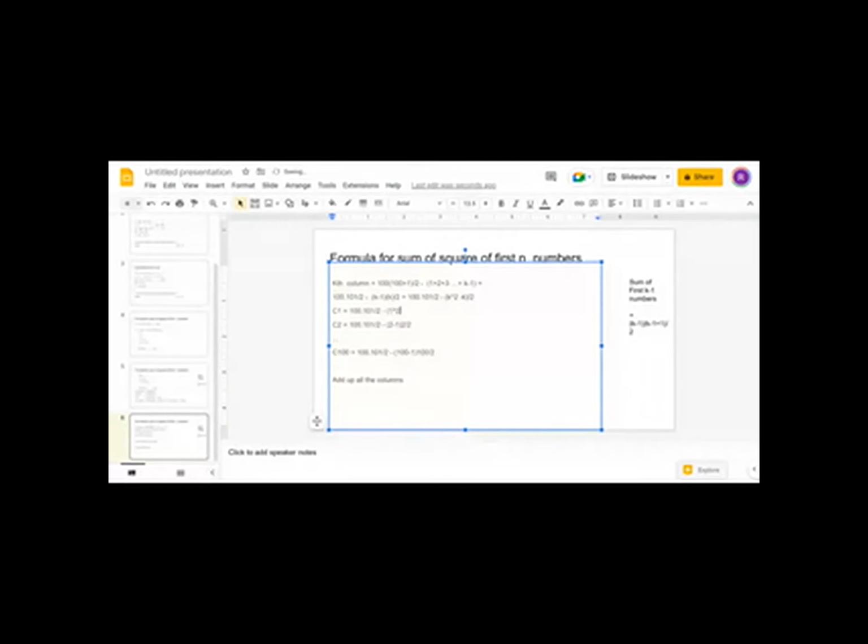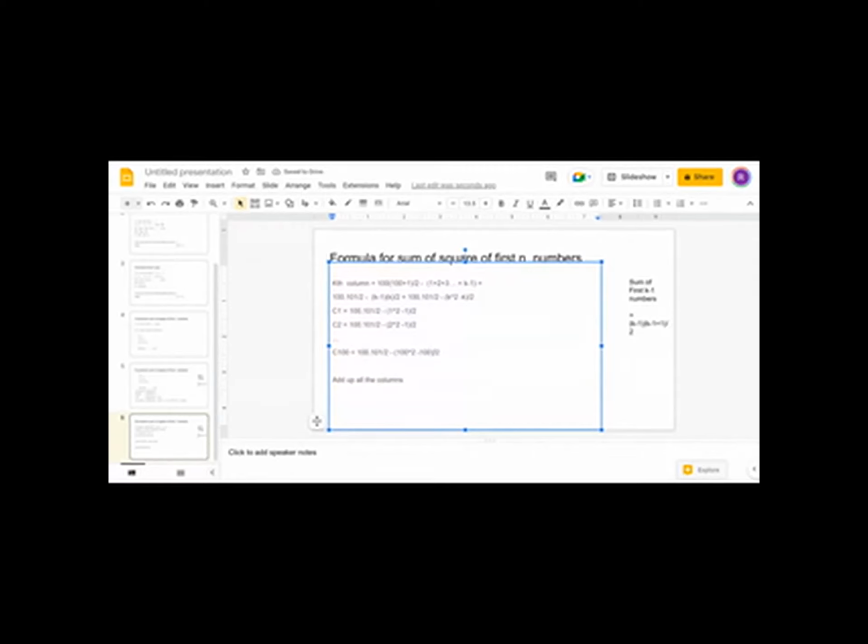Okay. So that means instead of this, I can just write it as 1 squared minus 1 divided by 2. And instead of this, I can write it as 2 squared minus 2 divided by 2. And so on and so forth till 100 squared minus 100 divided by 2.